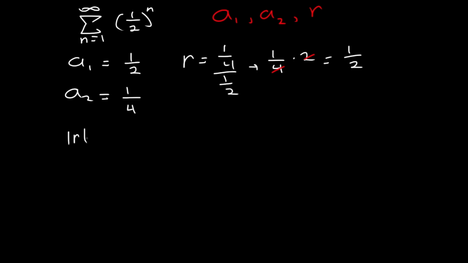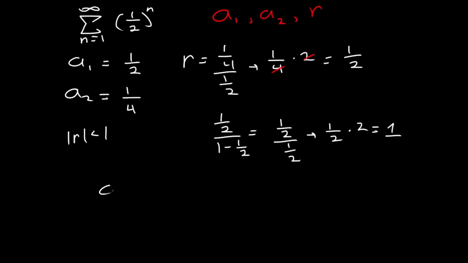Let's check with the requirements. The absolute value of r is less than 1. 1/2 is less than 1, that's true, meaning we can plug this into our equation, a divided by 1 minus r. Our first term is 1/2 divided by 1 minus 1/2. This will get us 1/2 divided by 1/2. And then we will get 1/2 times 2, which is equal to 1. So this series converges at 1.